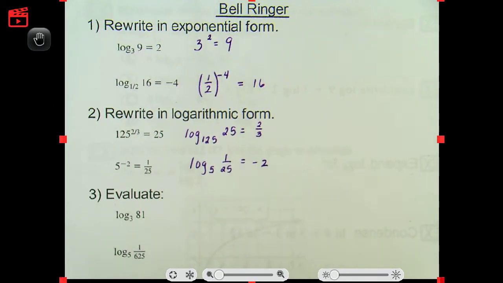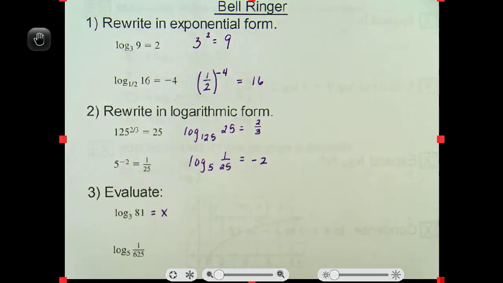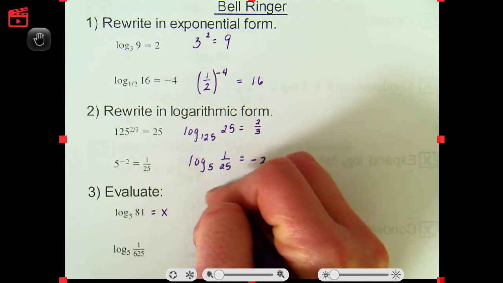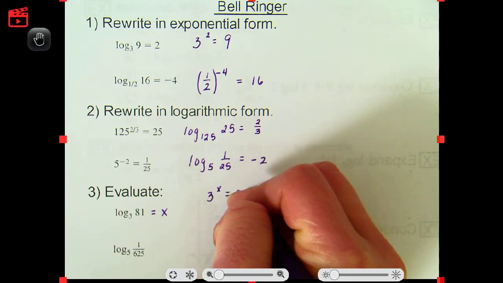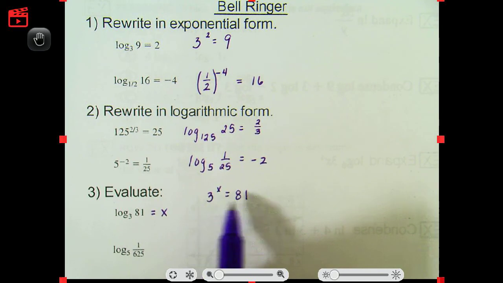And finally, number 3, when they want you to evaluate, they want to know what this is equal to. I like to set it equal to x because then it helps me set up my equation. Again, if you're lost, start with your base. My base is 3, so I'd have 3 to the power of x is equal to 81. The base is your hint. If this is a base of 3, I want to rewrite 81 with a base of 3.